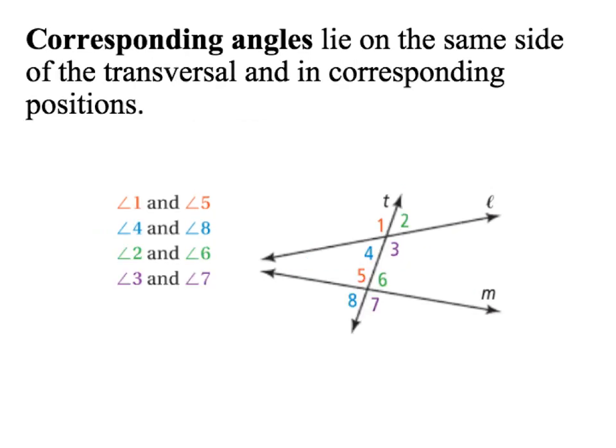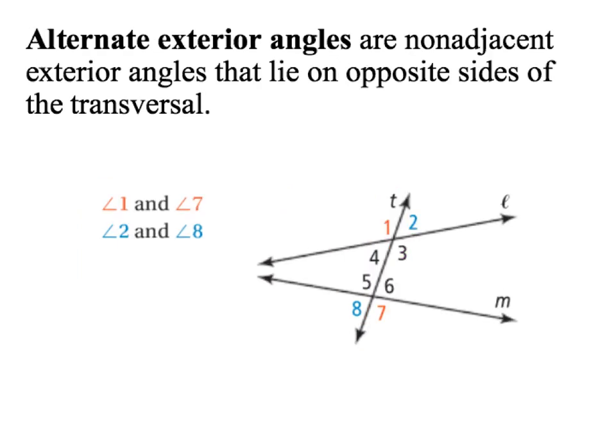Then we have corresponding angles. When you're looking for corresponding angles, you first find your transversal. This right here is my transversal. You want to pick one on the outside, angle 1, and one on the inside, angle 5. They're on the same side of the transversal, but one's on the outside and one's on the inside, exterior and interior. These are all the examples in this picture that represent corresponding angles, and there's always one on the inside, one on the outside.